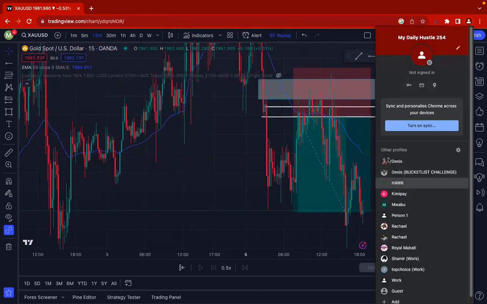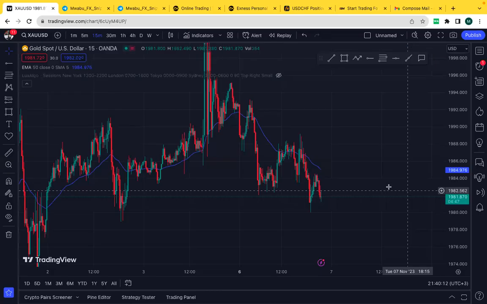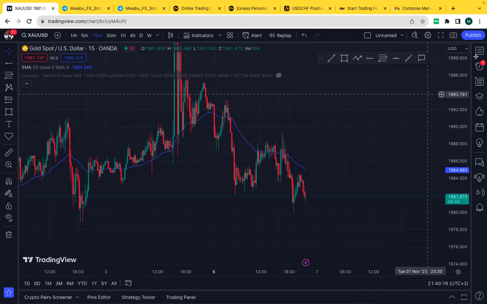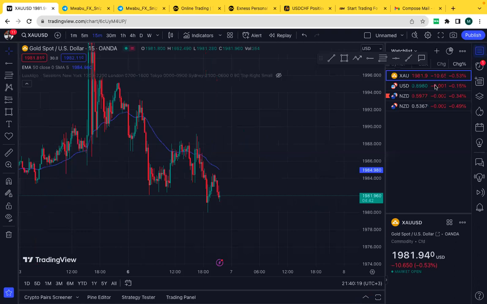Let me take a look at the currency that we are trading that I shared today. These are the currencies on my watch list.